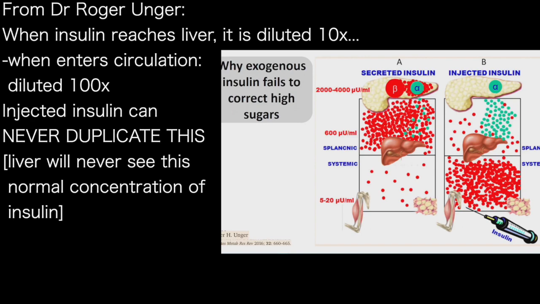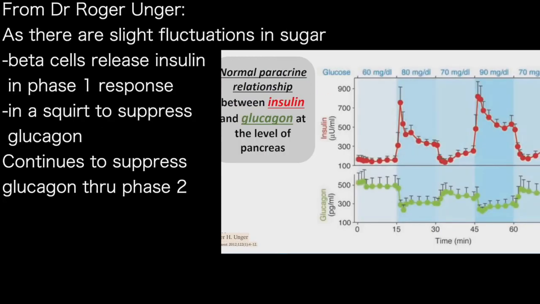In a burnt out type 2 diabetic and somebody who is a type 1 diabetic, exogenous insulin can never duplicate this physiologic situation, because the liver will never see the concentration of insulin that nature designed for us to see. So why is this the case?